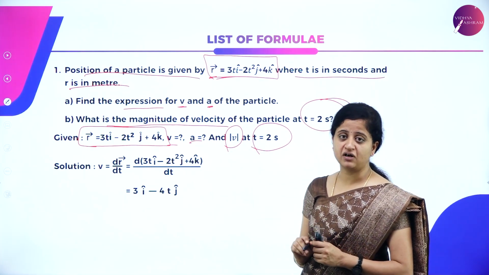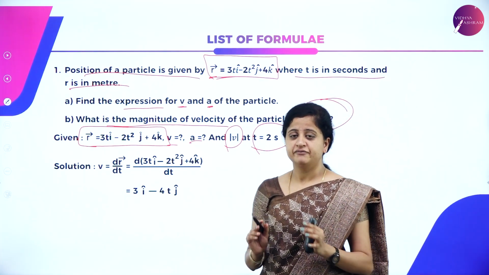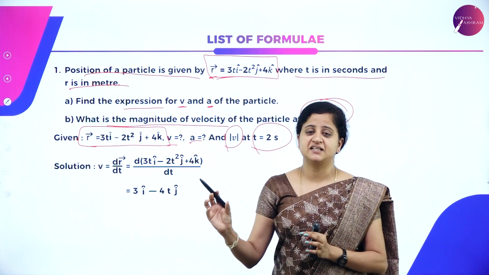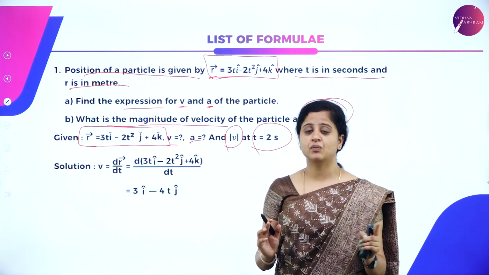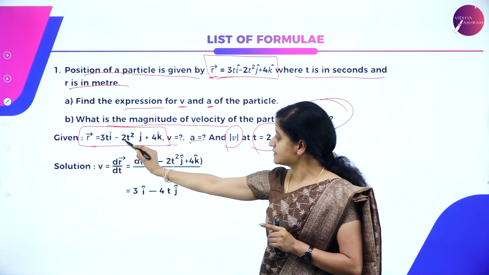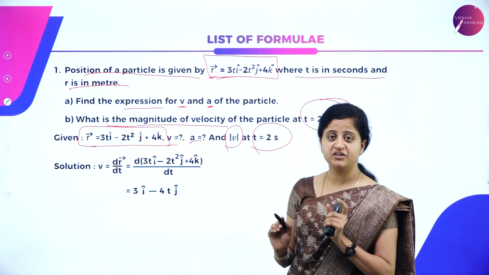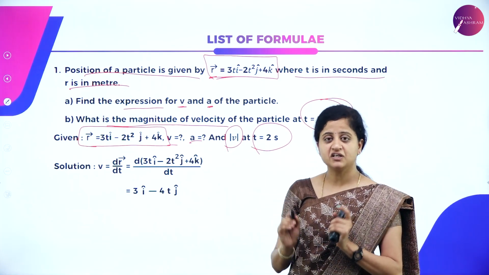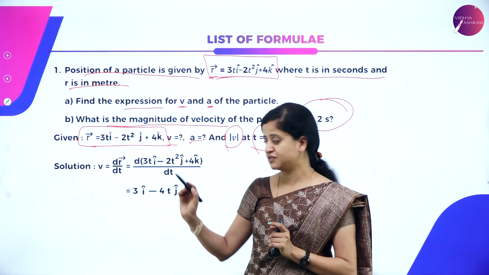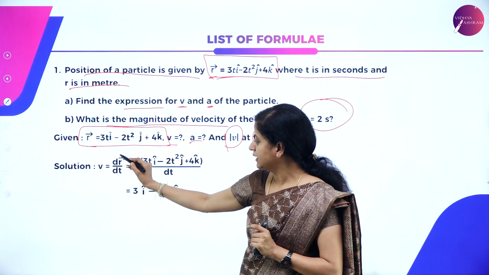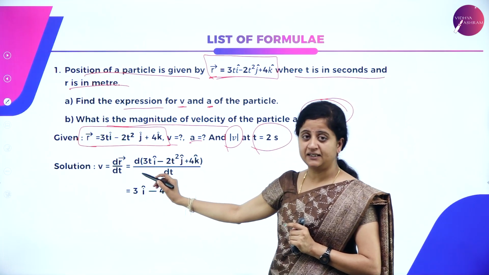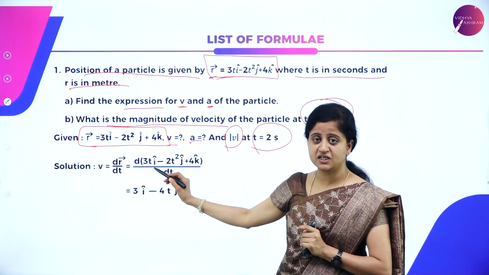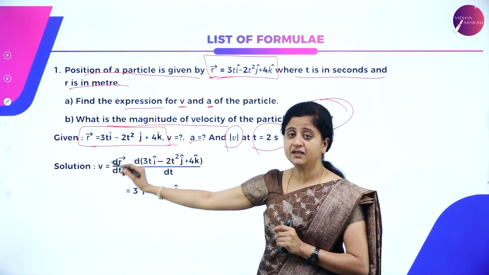Now how to find the velocity? We have position. We need to think like that: what is the given data, and from the data, how can I use it in finding the required answer? Position is given and we need to find velocity. Velocity is nothing but the rate of change of position, so we do d by dt of r, which means dr by dt. Differentiating the position with respect to time, we will get velocity.